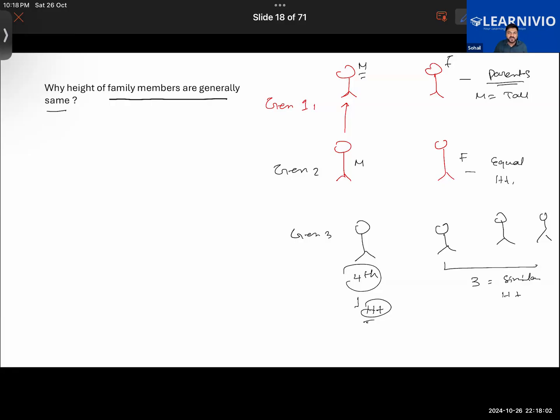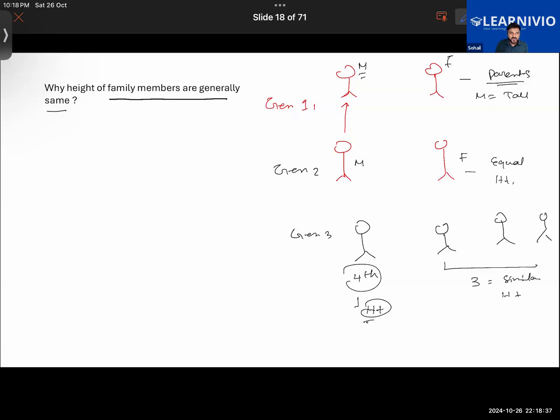But sometimes the height of the children will be more than their parents. What could be the reason for this? That at certain times children will be taller than their parents. Height is influenced by so many factors, right? If parents are tall, the children are going to be tall. If the parents are short, the children are going to be shorter. So genetics is one of the factors, but there could be another factor why the height of the children will be more as compared to the parents.